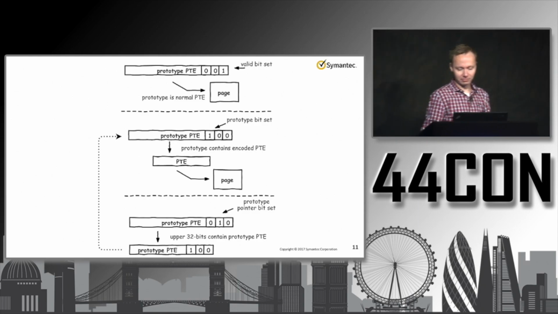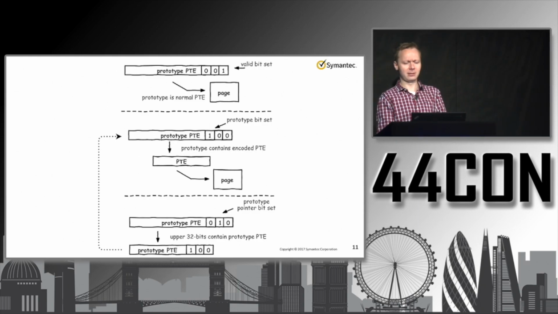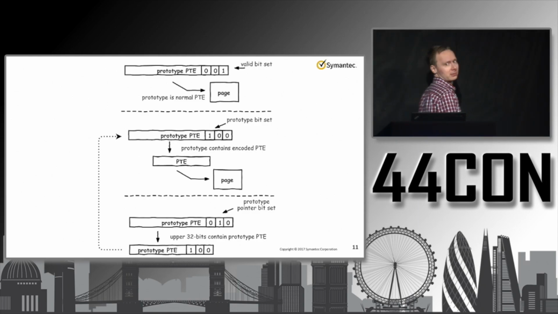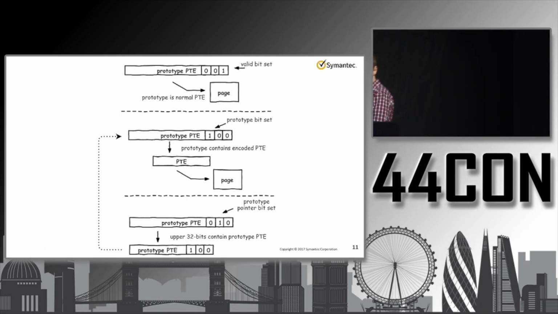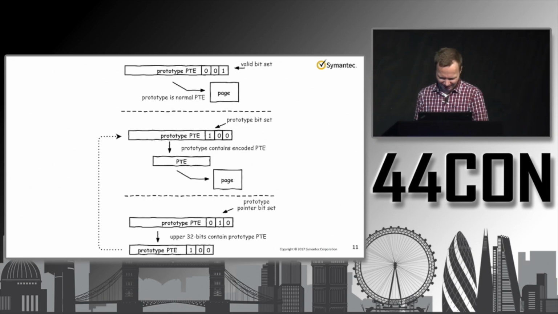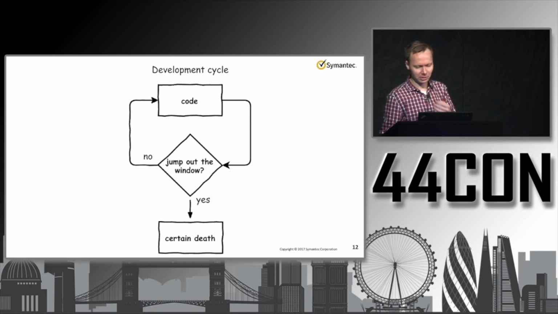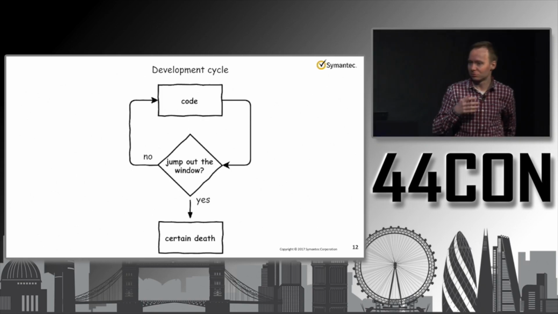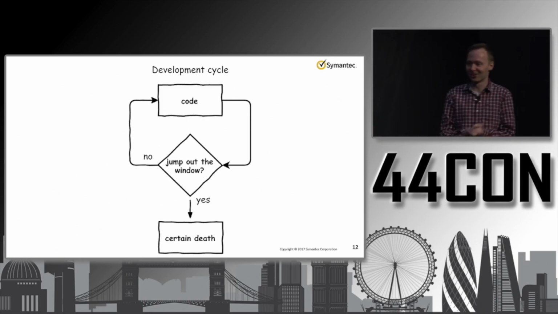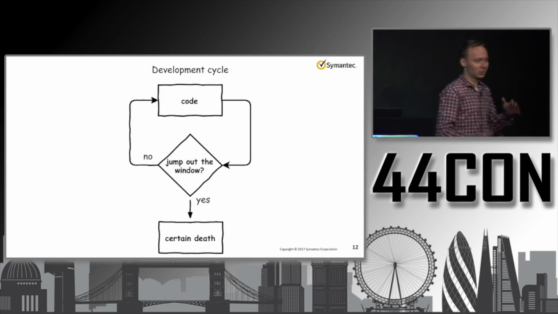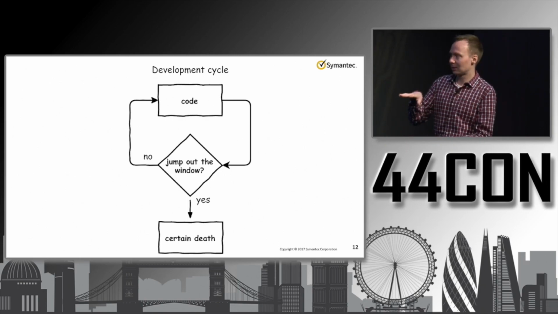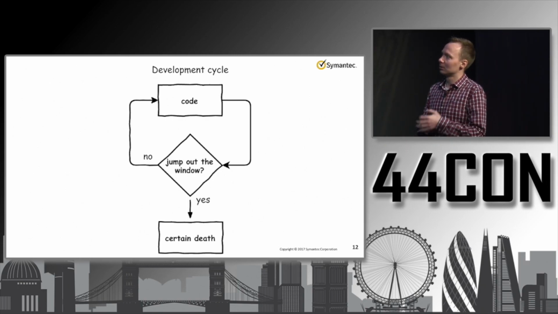And then just to annoy me even more, they also had something called a prototype pointer bit, which means that the prototype is a pointer to a prototype which has an encoded PTE, which will give you the page. So this is sort of my development cycle as I was doing this and just struggling, and wondering why isn't this translating. Typically this will happen for shared memory, so in DLLs and that kind of stuff, it's used quite heavily.